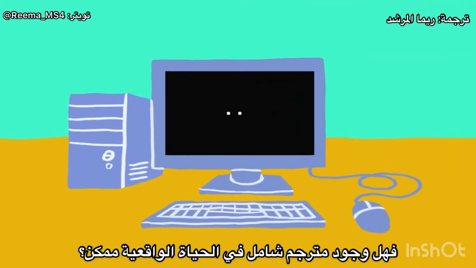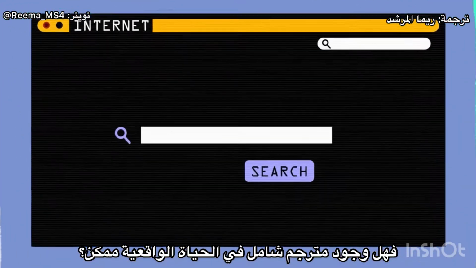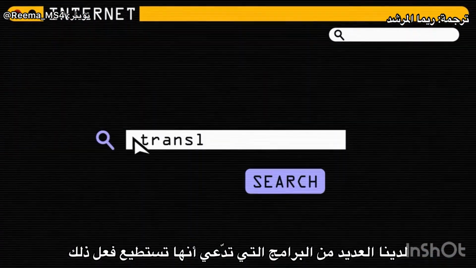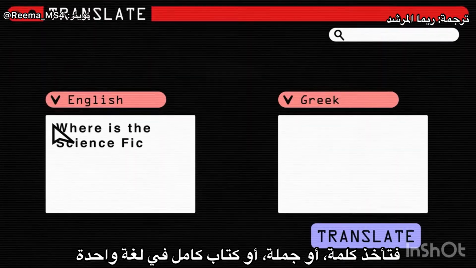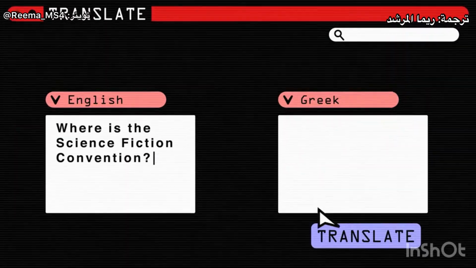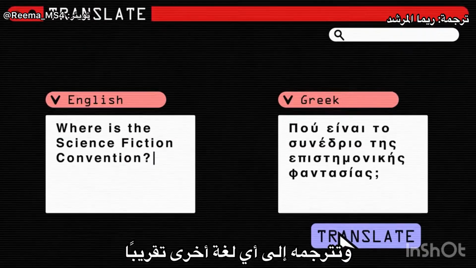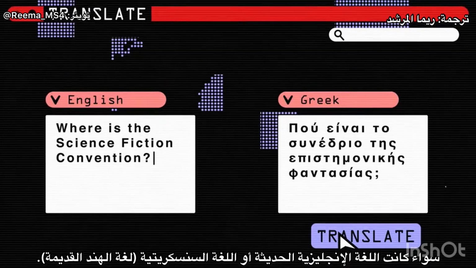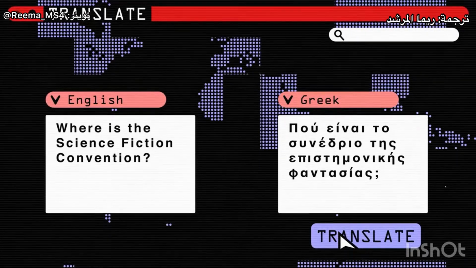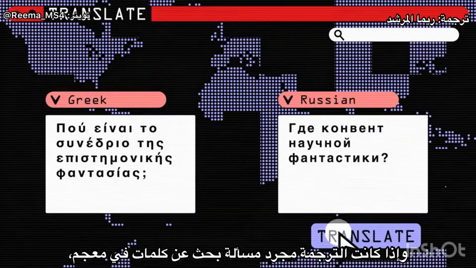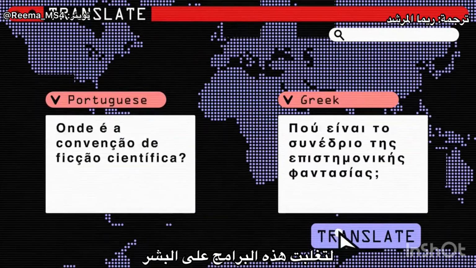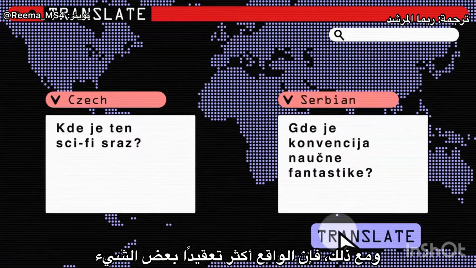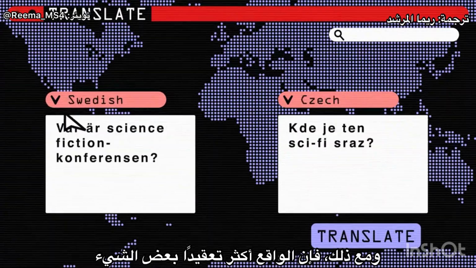So is a universal translator possible in real life? We already have many programs that claim to do just that, taking a word, sentence, or entire book in one language and translating it into almost any other, whether it's modern English or ancient Sanskrit. And if translation were just a matter of looking up words in a dictionary, these programs would run circles around humans. The reality, however, is a bit more complicated.